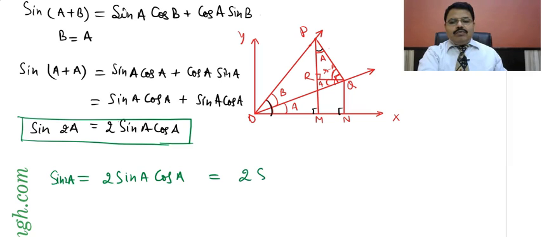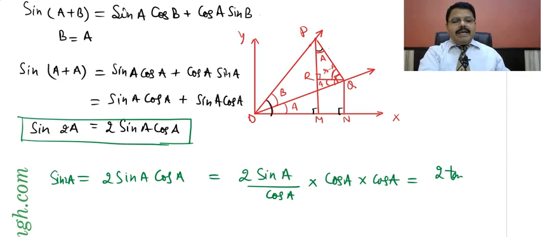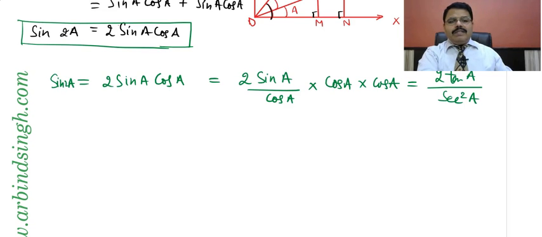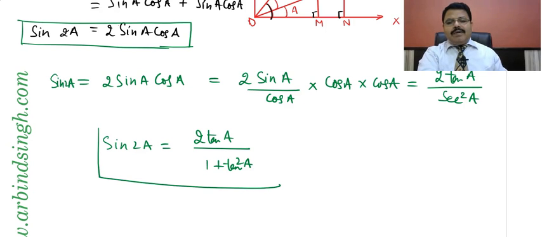Can we write like this? 2 sin A divided by cos A, multiplied by cos A, and one more cos A is already there. So that will be sin by cos, 2 tan A, into cos square A, which will come in the denominator, and it will be sec square A, because 1 by cos square A is sec square A. Now sec square A can be converted in terms of tan. And what will that be? Sin 2A is equal to 2 tan A upon 1 plus tan square A. So that will be another form of sin 2A. You may remember both these formulas.